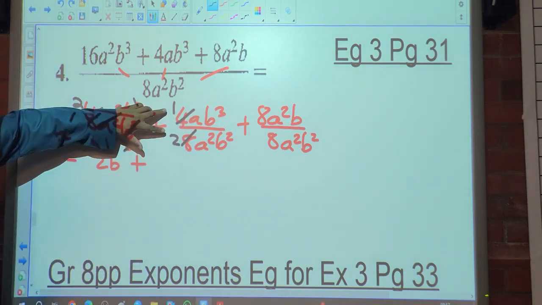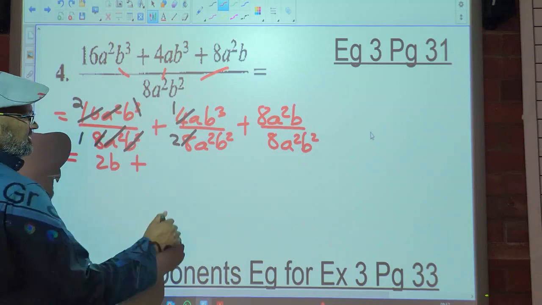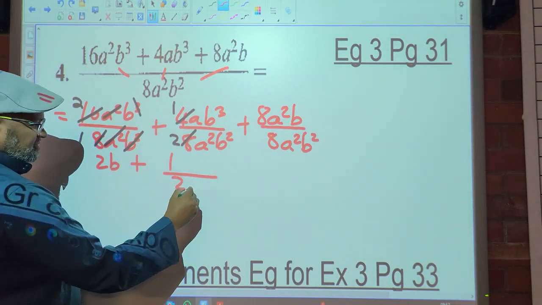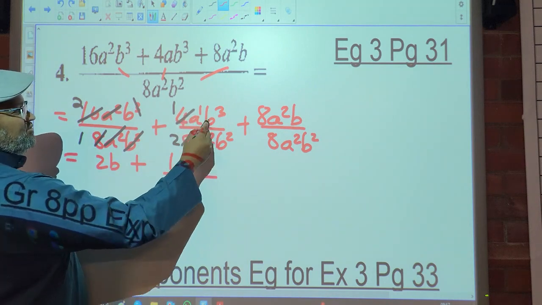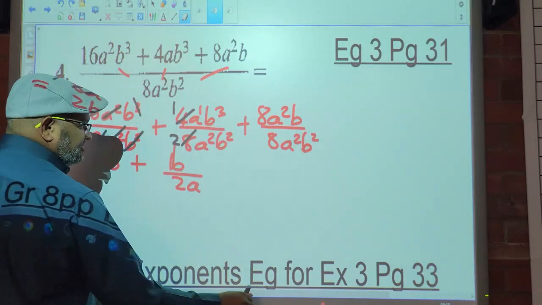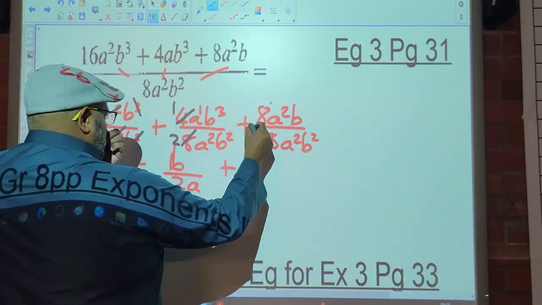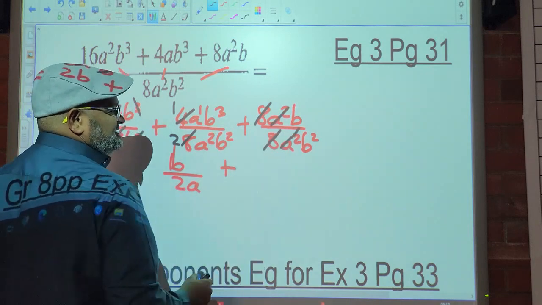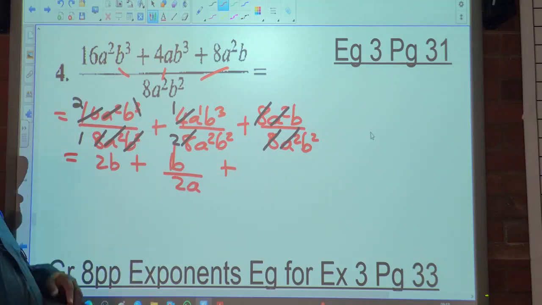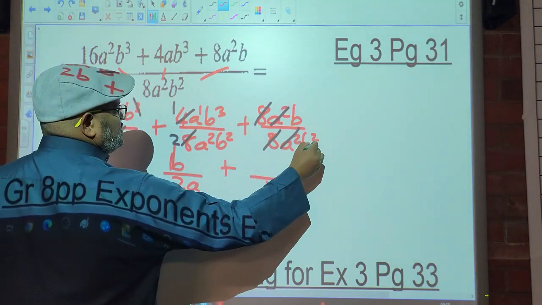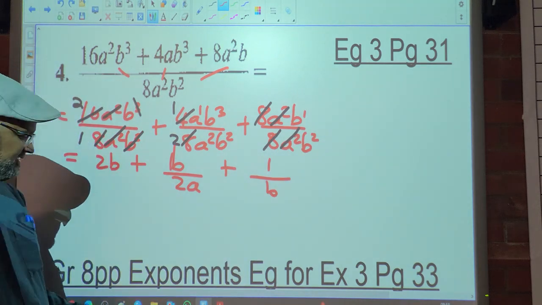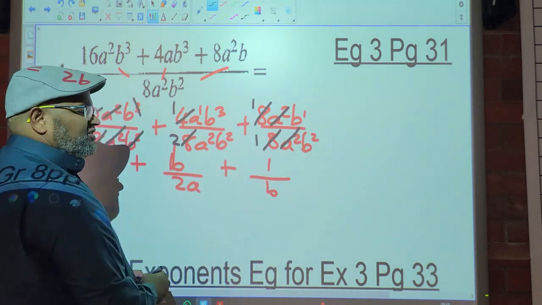So what do we notice here? We've got 1 over 2. Where's there more A's? Bottom. 2 minus 1 is 1. Where's there more B's? On top. So it'll be to the 1. Plus 8 cancels 8. A squares cancel. Where's there more B's? Bottom. So it goes to the bottom. 2 minus 1 is 1. As you can see, that was 1 over 1 for 8.